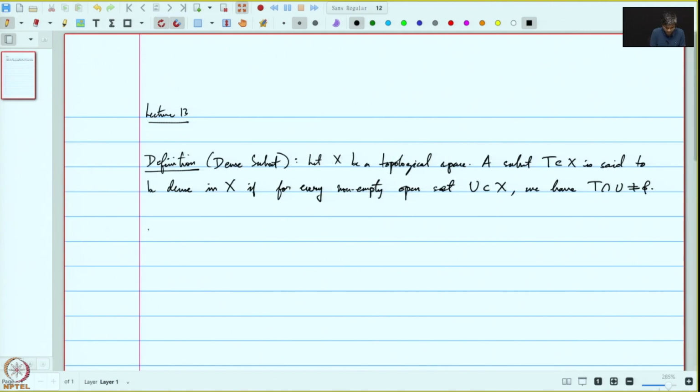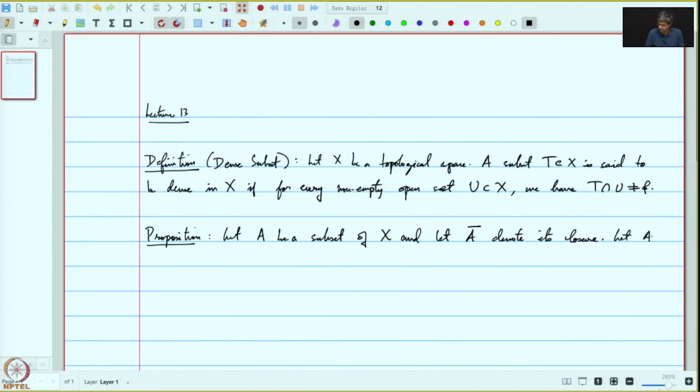Okay, and the main proposition is: let A be a subset of X and let A closure denote its closure. Let A closure have the subspace topology. Then A contained in A closure is dense.